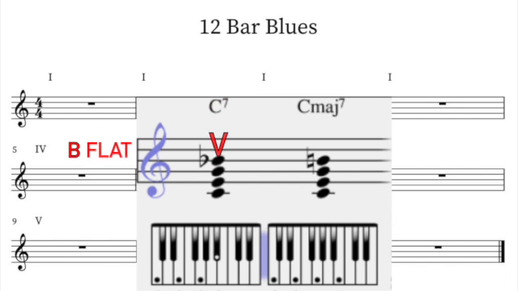So in other words, it doesn't go T, do. It's a flattened version of T. We call that a dominant 7th. With the major 7th chord, we call it a major 7th. But with the dominant 7th chord, we drop the word dominant and just call it a C7.